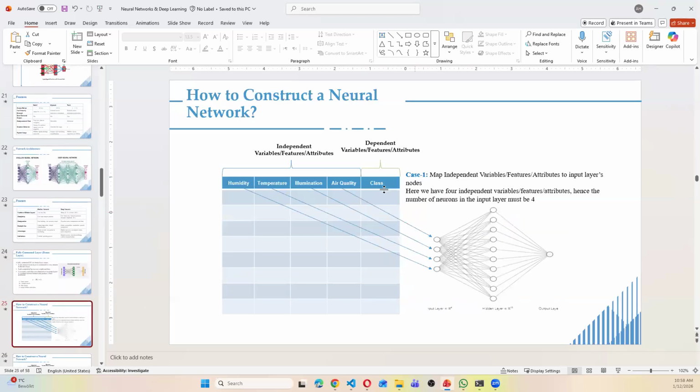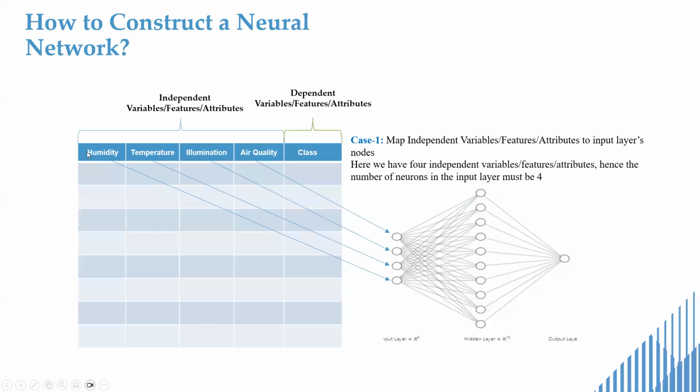So for example, here is how to construct a neural network. You have four features: humidity, temperature, illusion, and air quality. So there is 1, 2, 3, 4. Case one: map independent variable features to input. So these will be your inputs: humidity, temperature, illusions, and so on. Here we have four independent variables, features, or attributes. Someone can say variables, features, attributes, they are the same.